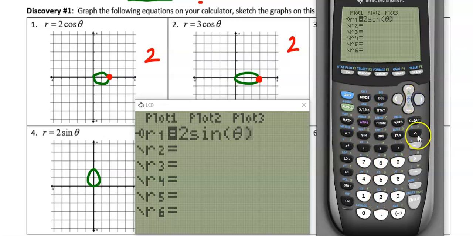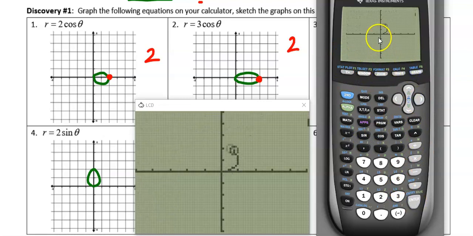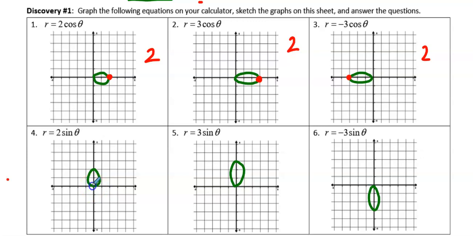So let's pay attention to where it starts and how many times it rotates, or how many times it repeats itself. So graph, notice it starts at the pole, and it goes around 2 times. So for sine, we start here, and it goes 2 times. Now to save some time, ladies and gentlemen, for 3 sine of theta, it's going to start here at the pole, and it's going to go around 3 times. And then for negative 3 sine of theta, it's going to start here, and then it's going to go around 2 times.